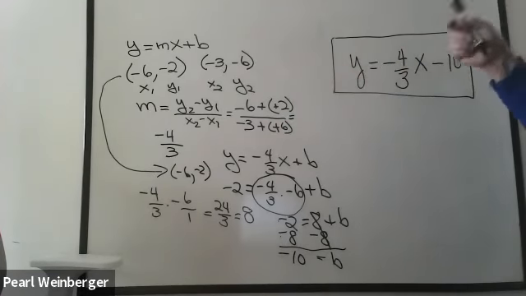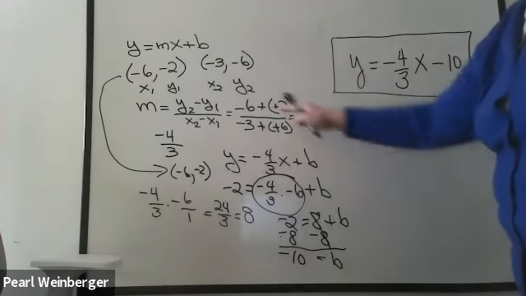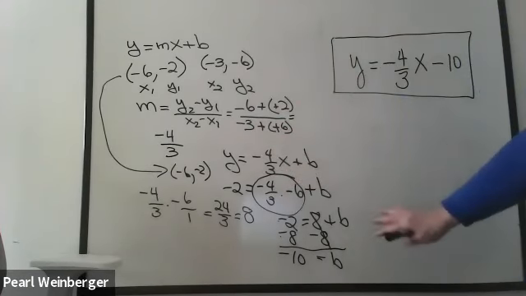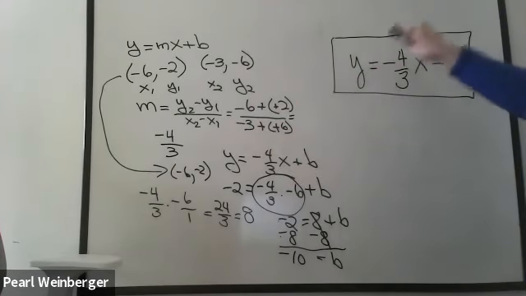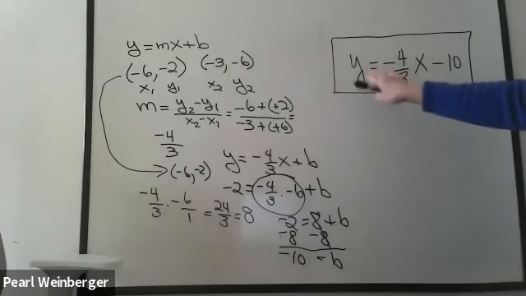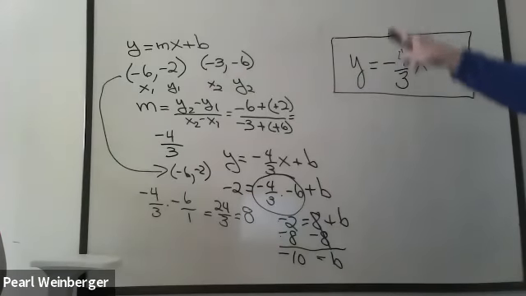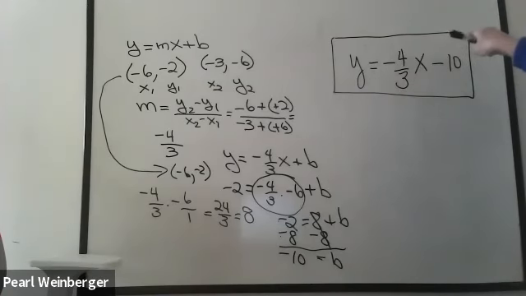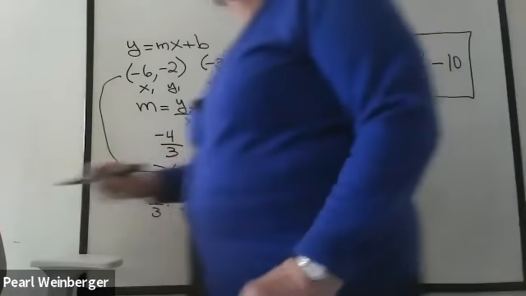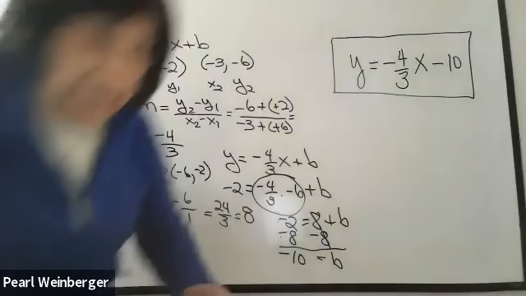When I write the final equation, I have to write the equation with the y and the x in it. Even though I substituted numbers for them when I was trying to figure it out, the final answer has to have a y in it and an x in it. The slope of the line is -4/3, and the y-intercept is -10. That's the equation of the line.